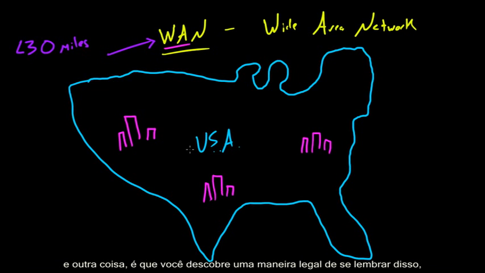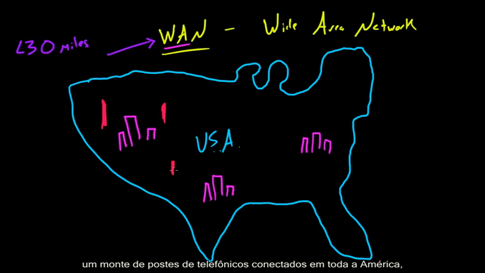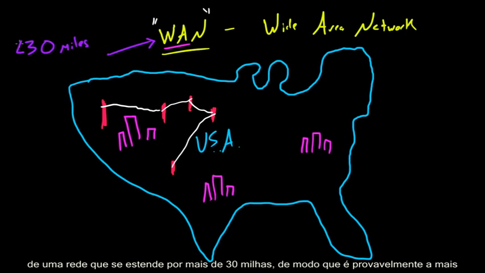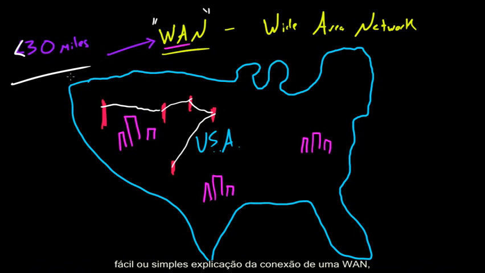And another thing, a cool way of remembering this is you have your telephone company, and the telephone company usually has a bunch of telephone poles connected all across America. Well, these telephones, whenever they're connected like this, would be an example of a WAN. It's pretty much a network that spans greater than 30 miles. So that's probably the easiest or simplest explanation of a WAN.